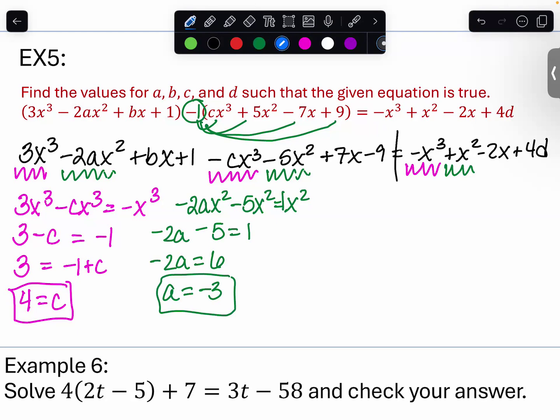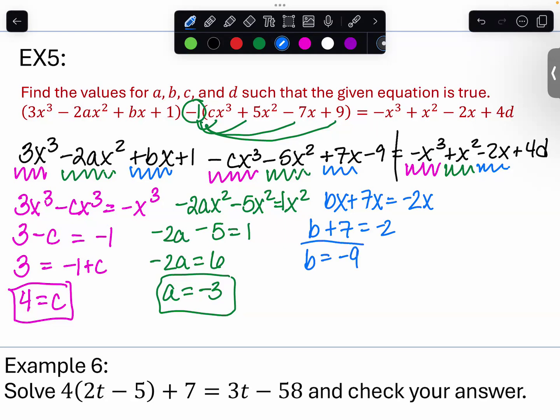I'm going to go ahead and continue. Next, I'm going to do my x terms. I notice I have a bx, a 7x, and that equals a negative 2x. So I'm going to say that bx and 7x are the only terms that can combine to make that negative 2x. Well, they're all in terms of x. Now I can say that their coefficients have to line up. So b plus 7 has to equal negative 2. Let me subtract 7 from each side to get that b is negative 9.